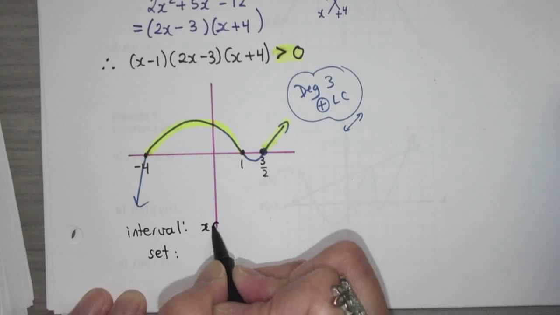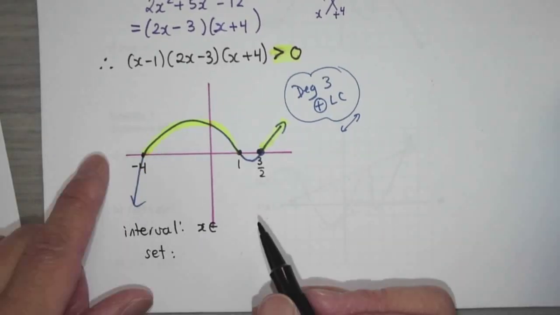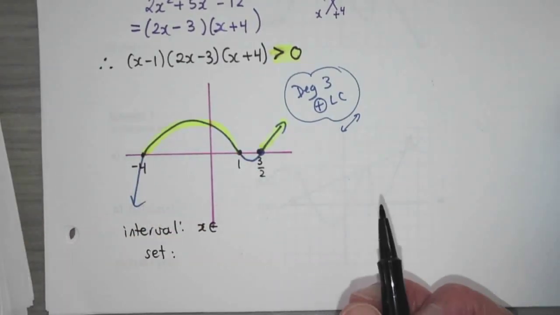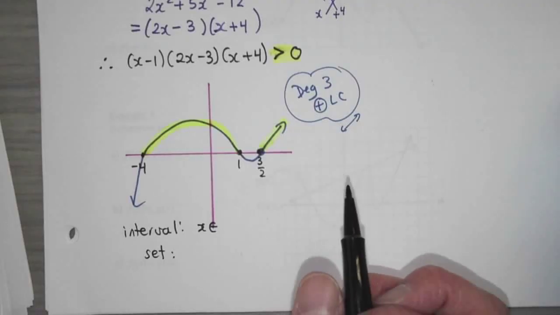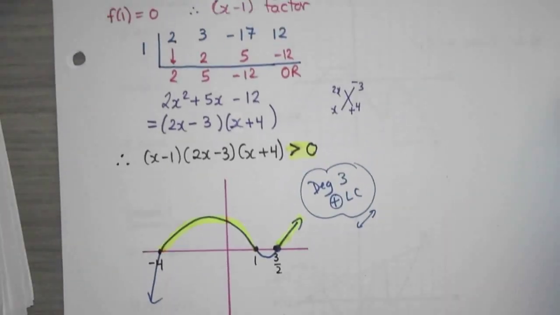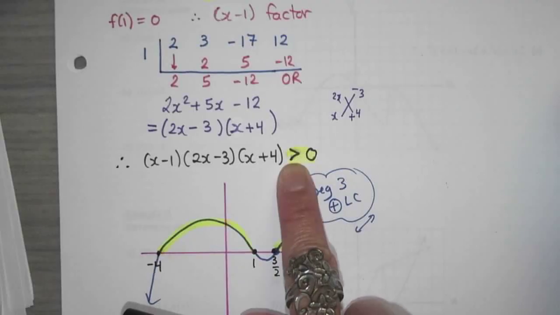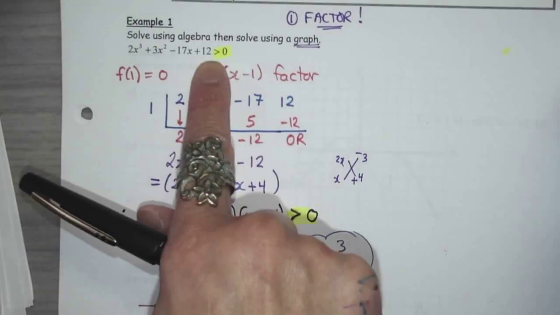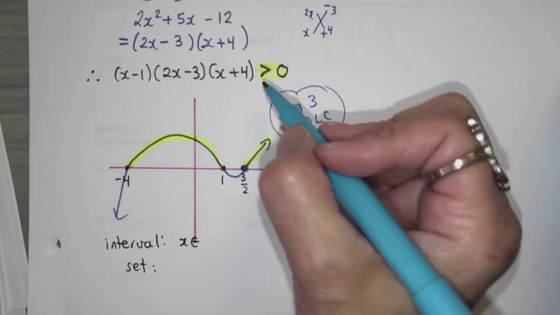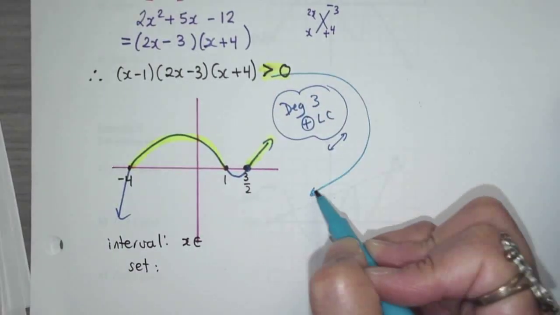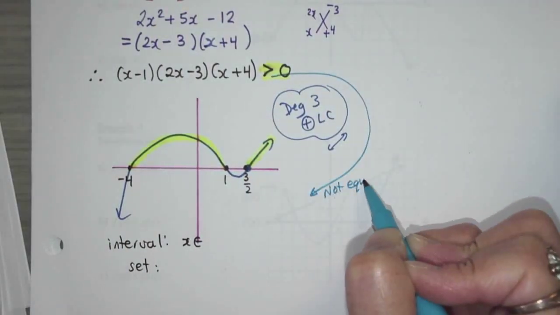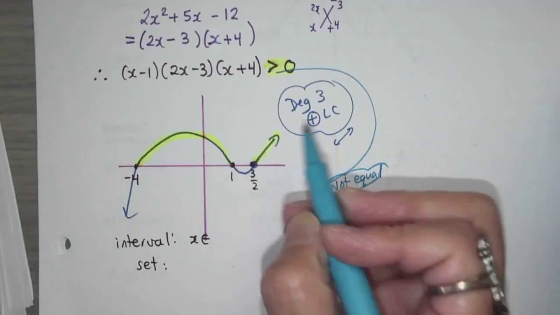Okay, so this would be x is an element of, and it's going to be between -4 and 1. How do I know if it's equal or not? Go back to the sign. Not equal. Go back to the original. Not equal, right? So that's going to be open. So just look at the sign from the beginning.